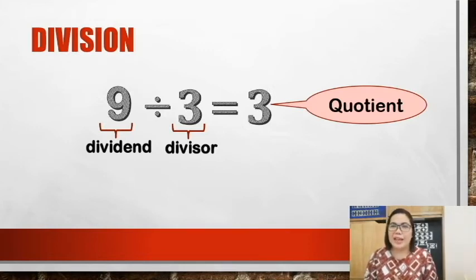So, when you are asked to find the quotient of 10 and 2, you just simply divide 10 and 2. So 10 divided by 2.